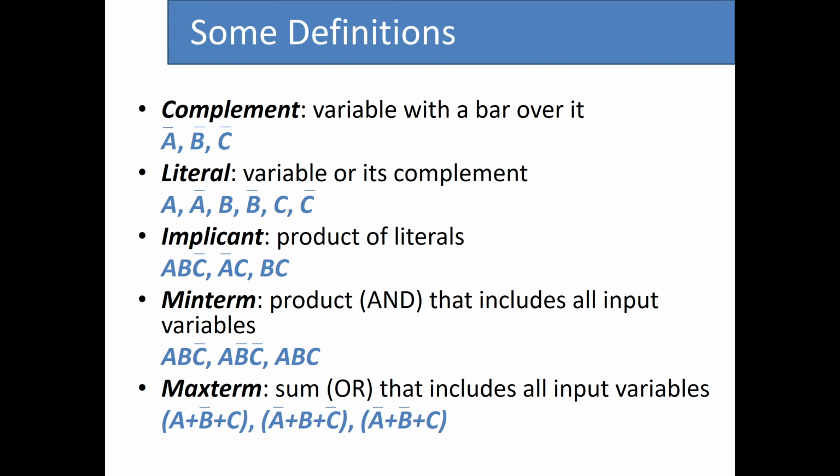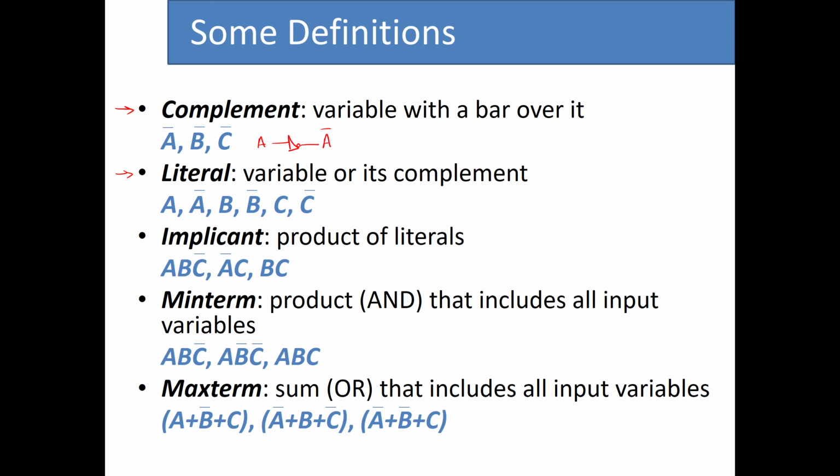So the first definition is the definition of complement, which is a variable with a bar over it. You have seen this before. This is equivalent to having a variable that goes through a NOT gate. The next definition is the definition of a literal, in which we have either a variable or its complement.